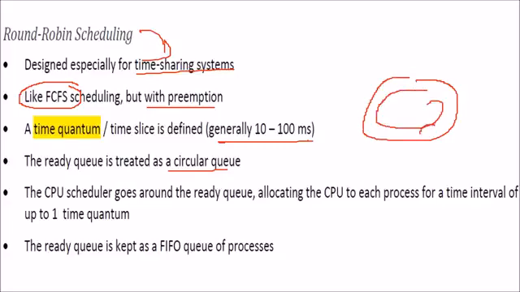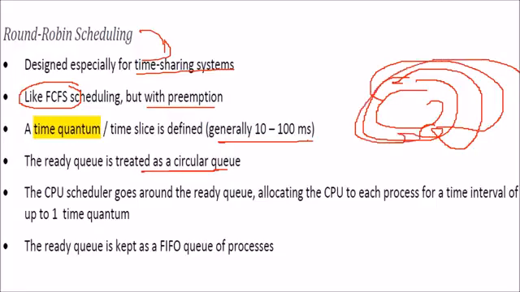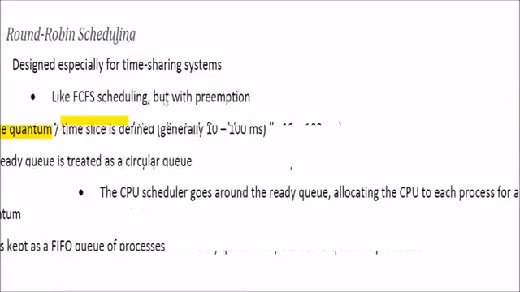First this will be taken for some time, then it will be kept back in the tail, then this will be taken, kept back in the tail, and likewise. So the ready queue is treated as a circular queue, and the CPU scheduler goes around the ready queue, allocating the CPU to each process for some time interval. This is one time quantum. So the ready queue is kept as a FIFO queue of processes.